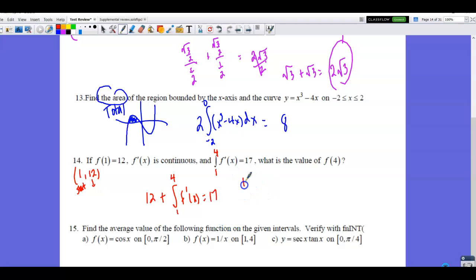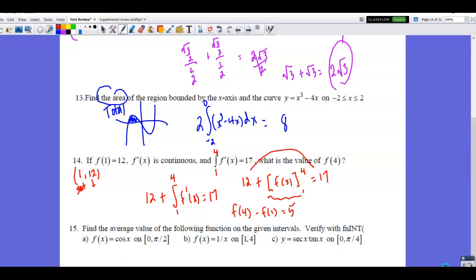So that would give me 12. If I were to find the antiderivative of f prime, that would take me back to f of x from 1 to 4, that's equal to 17. I'm going to do FTC part 1 here, and I'm going to subtract 12 from both sides. That'll give me f of 4 minus f of 1 is equal to 5. F of 1 is equal to 12.